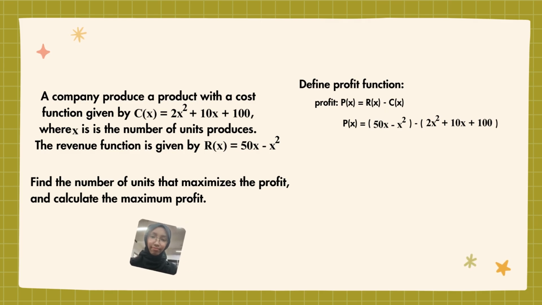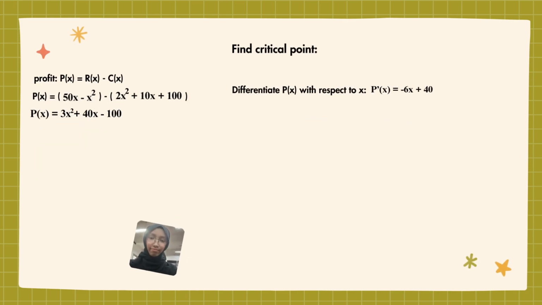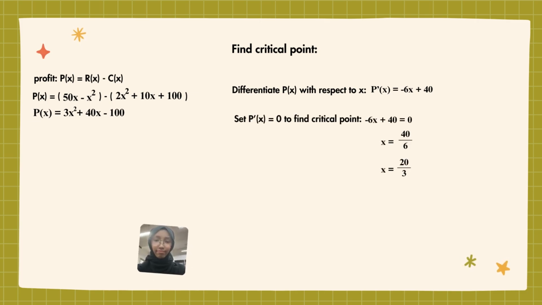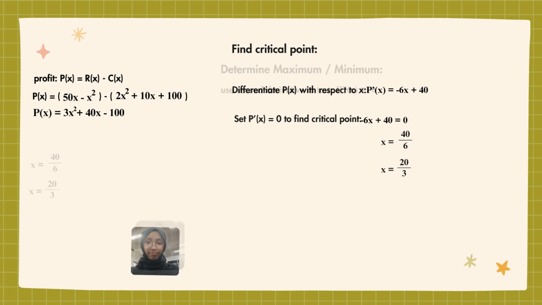First, we need to define the profit function. The profit function P(x) is defined as the difference between revenue and cost. P(x) = R(x) - C(x). Then, substitute the given functions and simplify it. After that, find the critical point. We need to differentiate P(x) with respect to x. Then, set P'(x) equals to 0 to find the critical point and solve it.